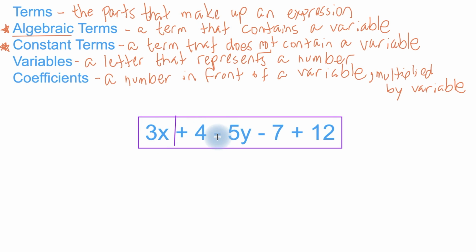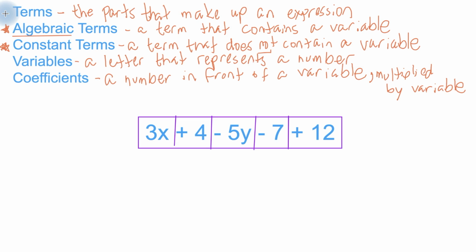Then I'll find my next plus or minus sign and drop a line right in front of that. So my second term is plus or positive 4. I'll go to my next minus sign, drop a line there. That means my next term is negative 5y. Here I've got negative 7 because the line will go right before the plus sign here, and there's nothing else after this, and that's positive 12. So we now have separated everything into terms.